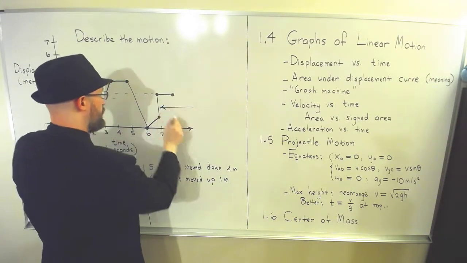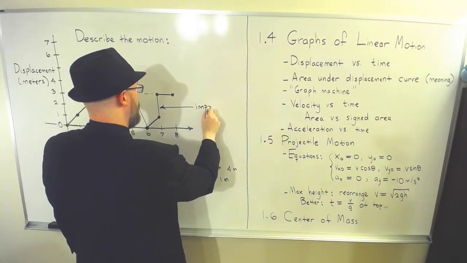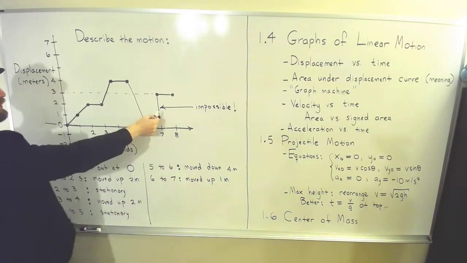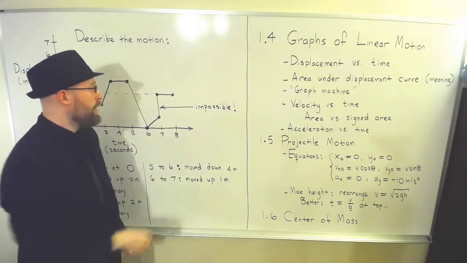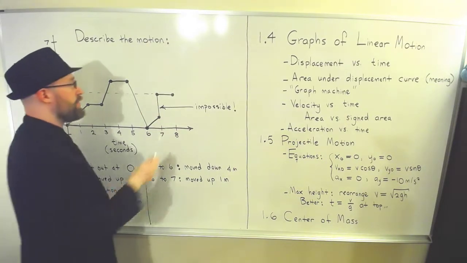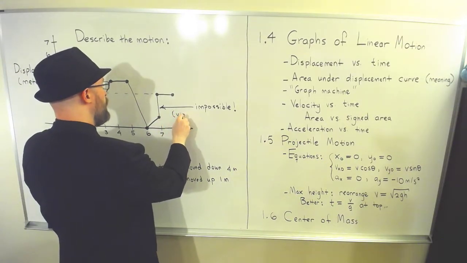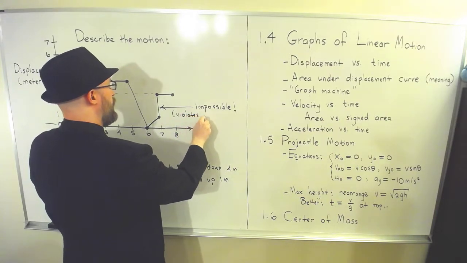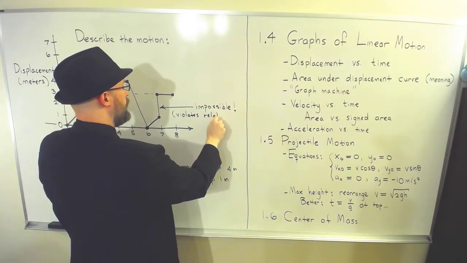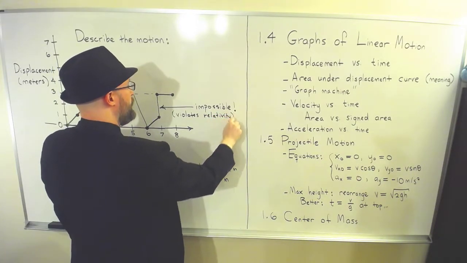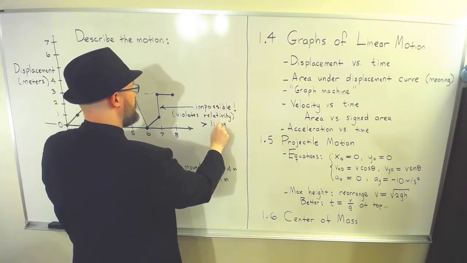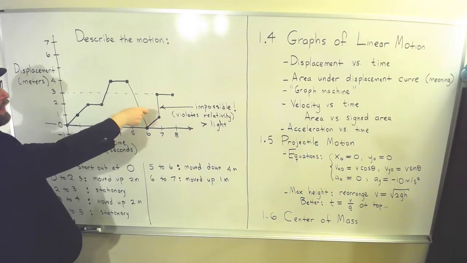This here is impossible. This is not possible because you would be in 2 places at the same time, or else you would be moving infinitely fast to get from this point to this point. So you could say that this violates Einstein's theory of relativity because you move faster than light. Which is just kind of silly, it's sort of a tongue-in-cheek thing. I just wanted to give you an example.